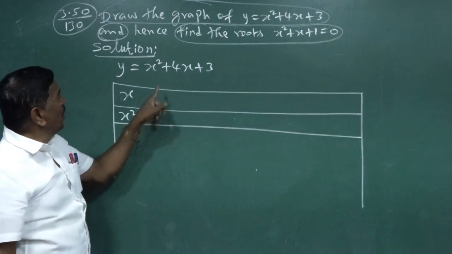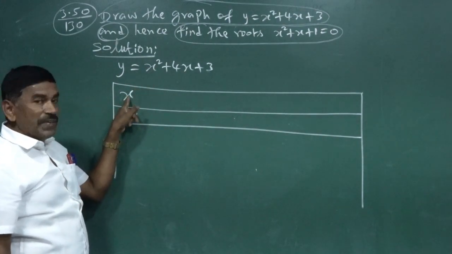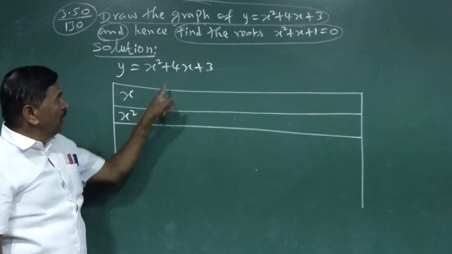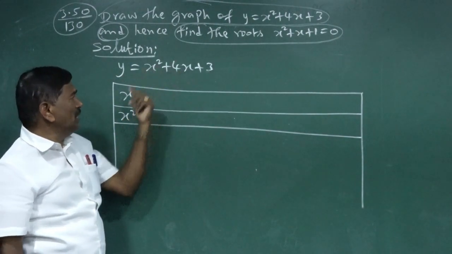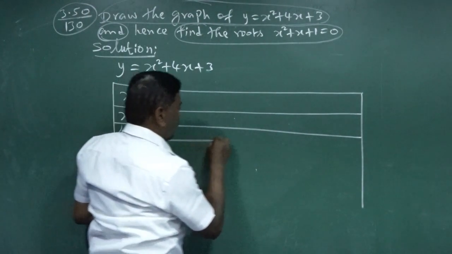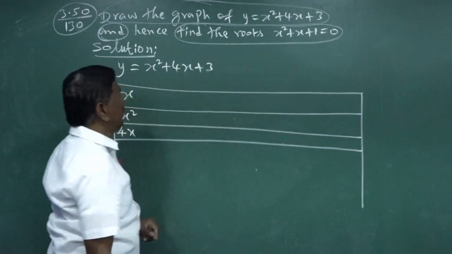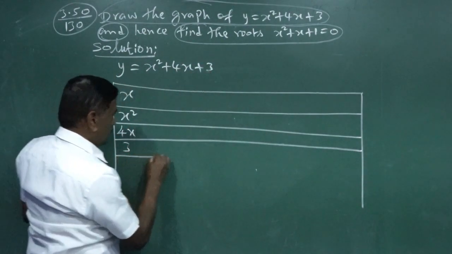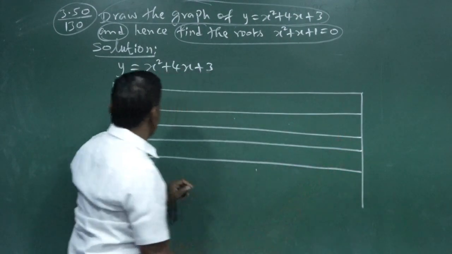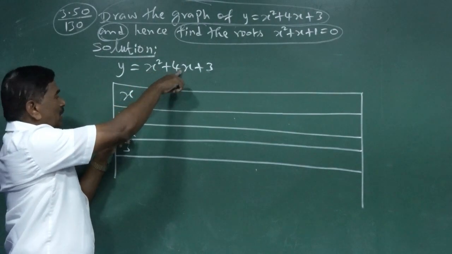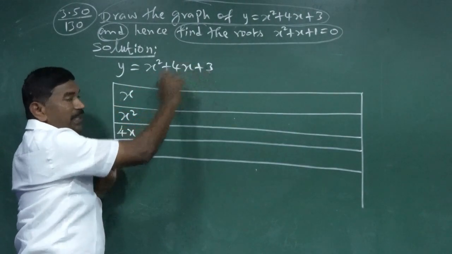Next, first x fixed, x values. Next x square. Next I need 4x, yes, x is available here. Third row is 4x. Good. Next, third term 3. Listen again. First x fixed. Next first term x square, second term 4x, third term 3.